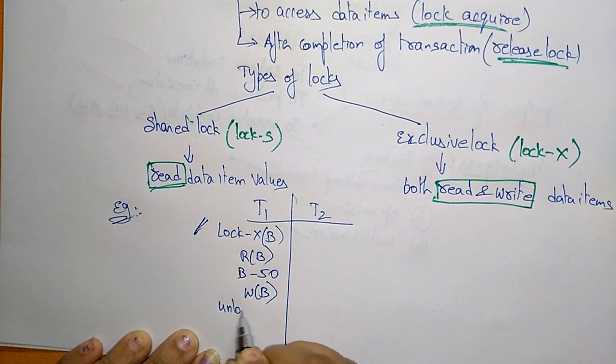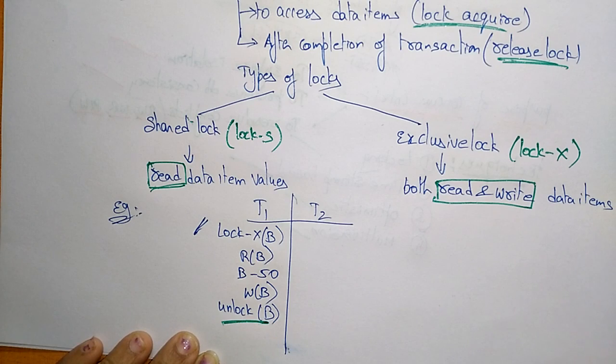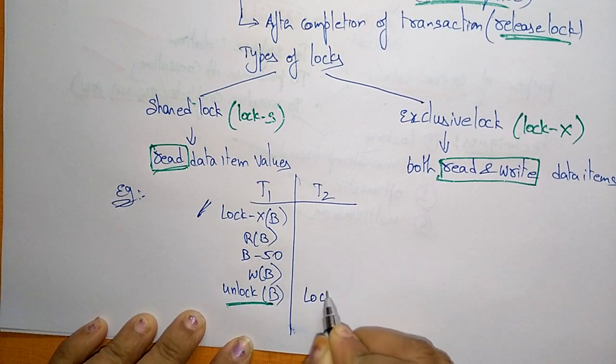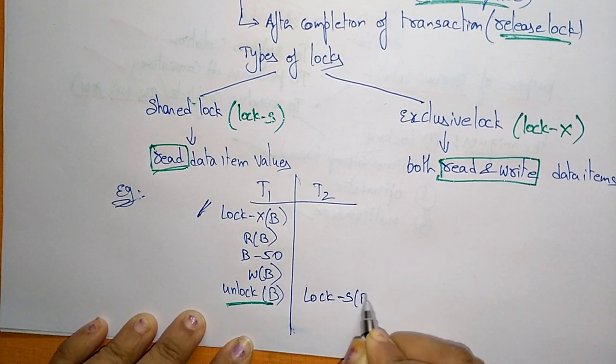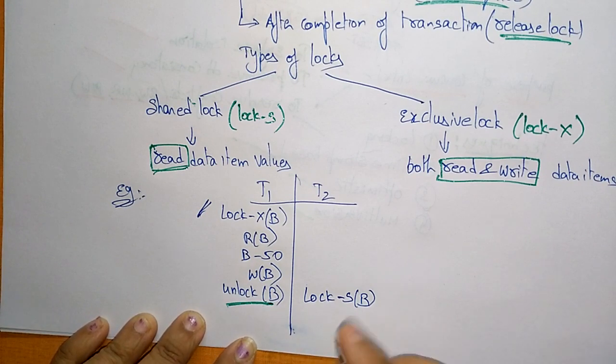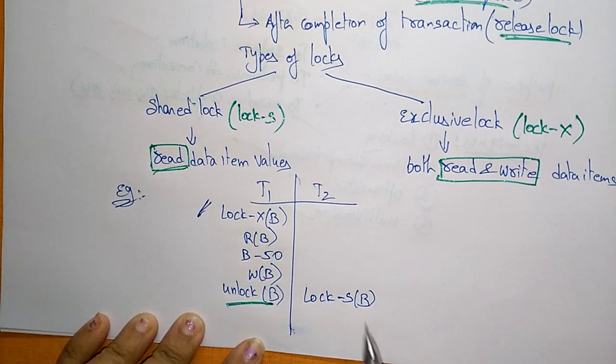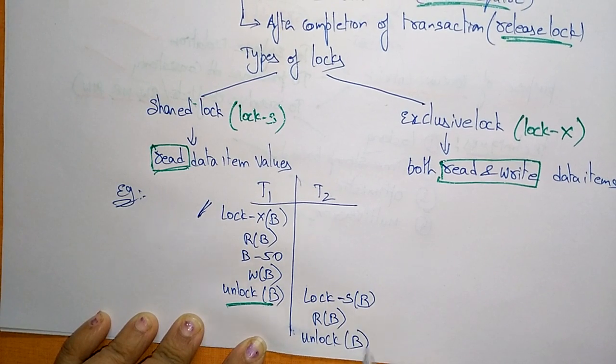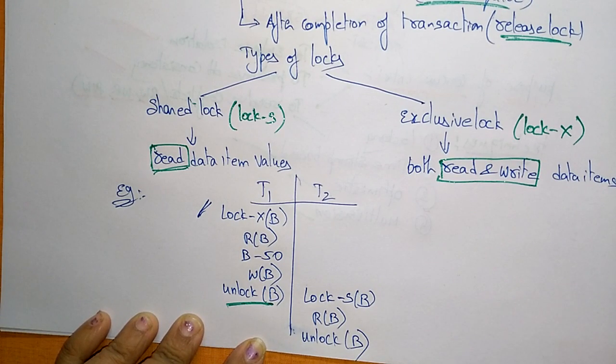Now unlock B. Whenever you use unlock B, the data item is released. Then this data item can be used by the other transaction. Suppose you use lock S(B). S(B) means shared lock. In the shared lock, you can only read the data item. So read the B value and unlock B. So this you call a shared lock.